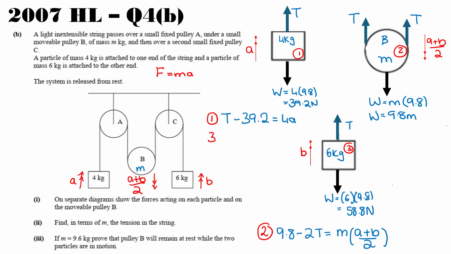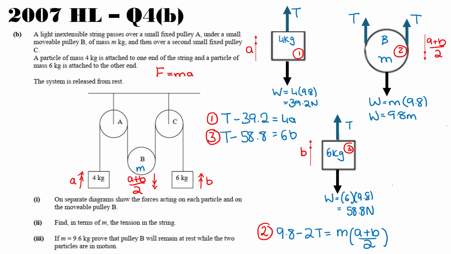And then for equation 3, which hopefully is a nice short one, we're moving upwards. So we have T minus 58.8 is equal to 6b. So there are our 3 equations.